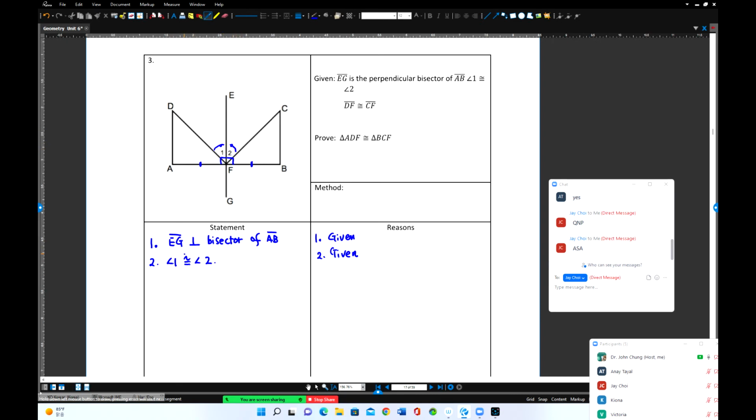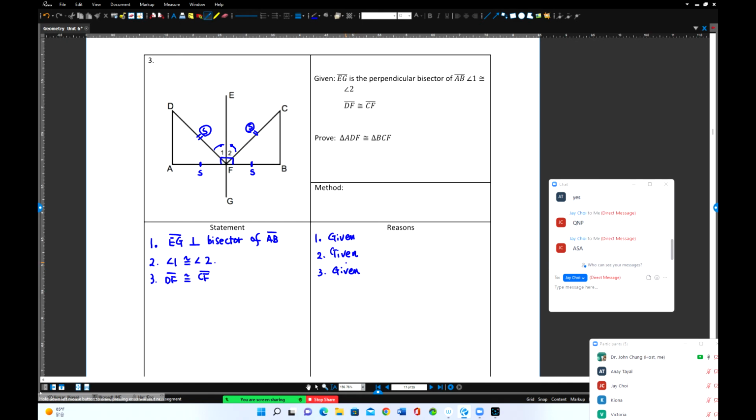So, which way do we have to go? We got one side already. Not finished yet. Still, we can get one more side. DF, also CF, right? These two sides are also equal. This is done. DF congruent to CF, they are done. From the given, it's all finished.